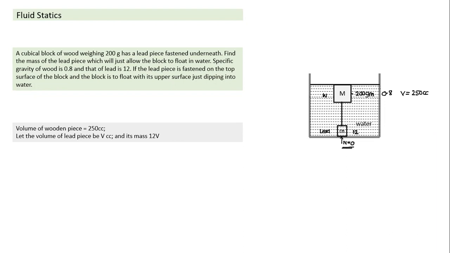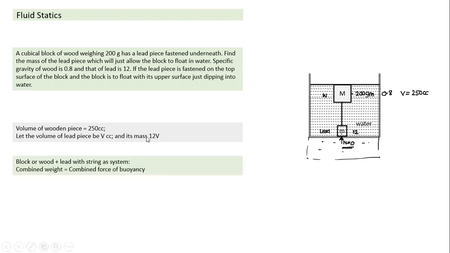Because if I add more weight here, what will happen? If we keep adding more weight, the only thing that will change is the normal reaction between the surface and the lead block. Just floating means this is fully submerged and the normal reaction is 0. That's what just floating means. So if the depth was greater also, if I redraw the figure and fill it up like this, if I leave both of them here, they will just keep floating. So let the volume of the piece be V, and so its mass will be equal to 12 V in terms of grams.